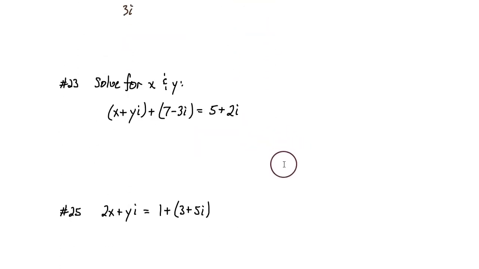Number 23, solve for x and y. Here's the real number term, and here's the real number term. Those get added together to make 5. So what's the answer for x? x has to be -2, because -2 plus 7 would make 5.